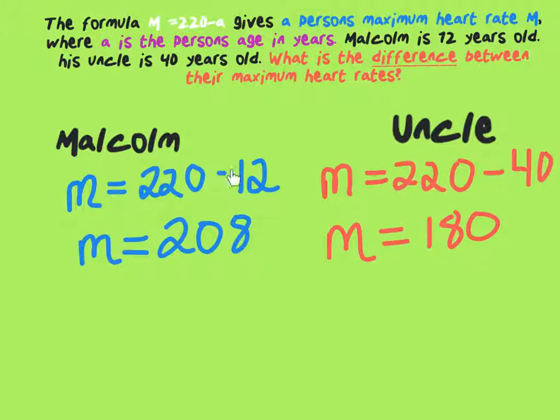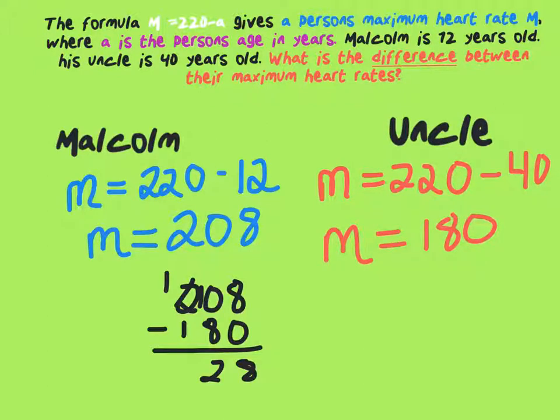We're not done yet. We have Malcolm's maximum heart rate and we have his uncle's maximum heart rate, but we need the difference between their maximum heart rates. When you read this, what operation are we supposed to use when you're finding the difference? You're supposed to be using subtraction. So since we have to use subtraction, we need to subtract these two, which you can see I've already done here. I took 208, and from that I subtracted 180. 208 minus 180, and so the difference between their maximum heart rates is 28, and then you're done.